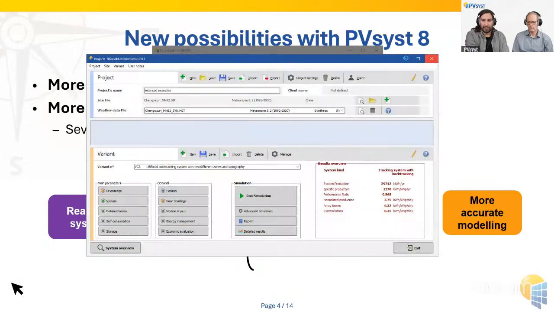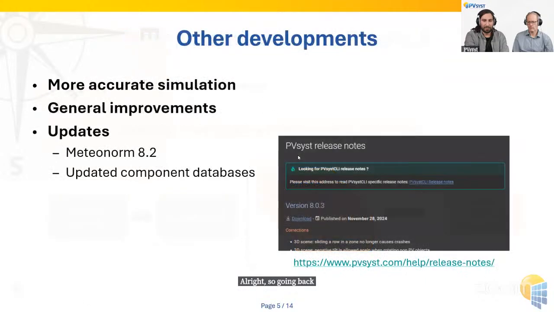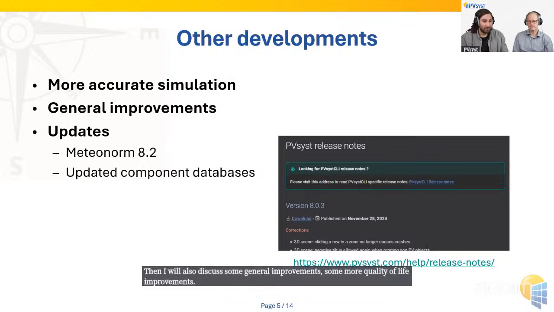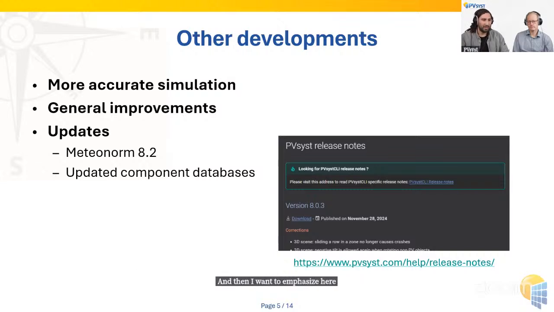All right, so going back to the presentation, we also have implemented other developments, not just adding orientations. So I want to discuss basically 3 paths. So maybe the first one is we also try to make the simulation itself more accurate, and this is always an ongoing effort at PVsyst. The example I will discuss is the sub-hourly clipping correction. Then I will also discuss some general improvements, some more quality of life improvements. And then I want to emphasize here that we also update our databases regularly.